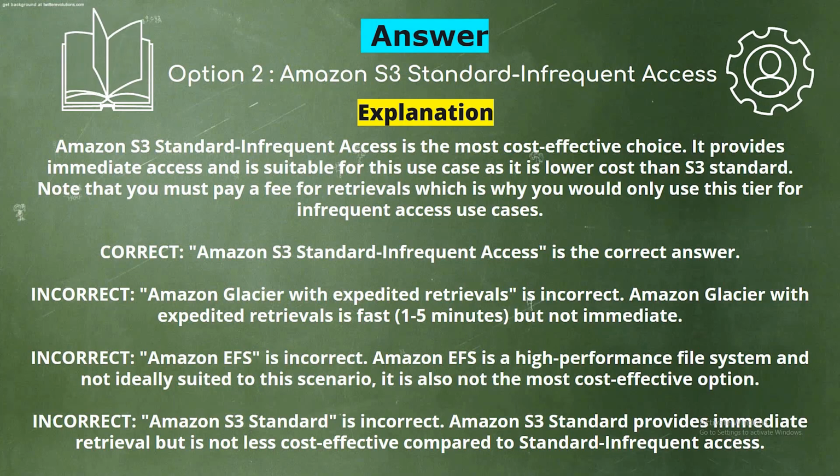Incorrect. Amazon Glacier with expedited retrievals is incorrect. Amazon Glacier with expedited retrievals is fast, 1 to 5 minutes, but not immediate. Incorrect. Amazon EFS is incorrect. Amazon EFS is a high-performance file system and not ideally suited to this scenario. It is also not the most cost-effective option. Incorrect. Amazon S3 Standard is incorrect. Amazon S3 Standard provides immediate retrieval but is less cost-effective compared to Standard Infrequent Access.